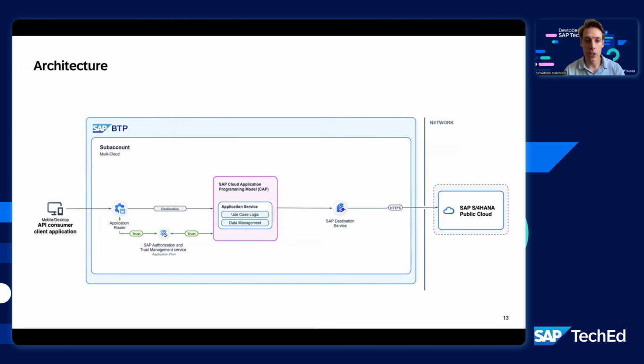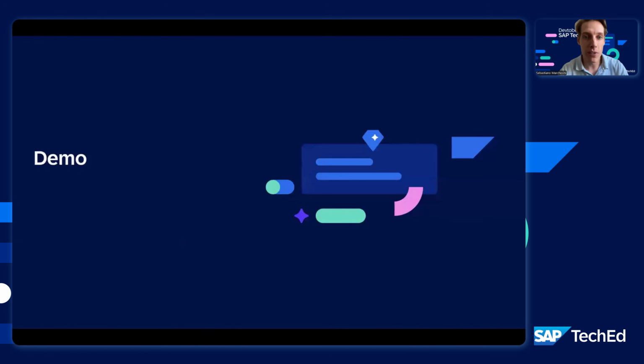Now, the architecture is pretty simple and straightforward. Of course, we are not going into a big project. We have our S/4HANA Cloud connected via HTTPS with the destination service. We're going to create a simple use case logic in our CAP project. And with the API consumer client application, we're going to use Postman to access the API made by CAP with a trust configuration and authorization. Let's not spend too much time on words, but go directly to the demo.